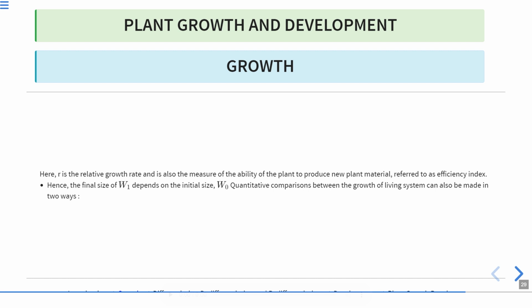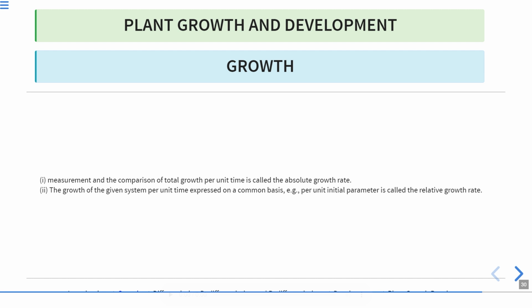And hence the final size of W1. What will be the final size? That is the final size at the last stage when you are measuring. The final size of W1 depends upon the initial size, what you have taken as the initial size, that is the W0. Quantitative comparison between the growth of the living system can also be made in two ways. What are those two ways?